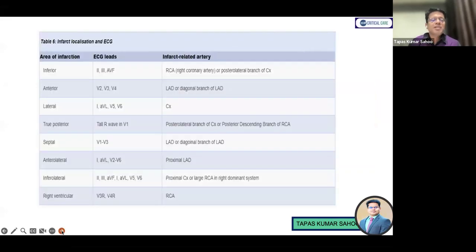Straightforward, you will get full marks. Just remember the area of infarction, ECG leads and infarct related artery. They may ask you something or other. Inferior: 2, 3, aVF. Anterior: V2, V3, V4. Lateral: 1, aVL, V5, V6.